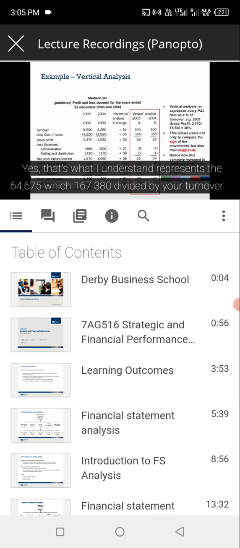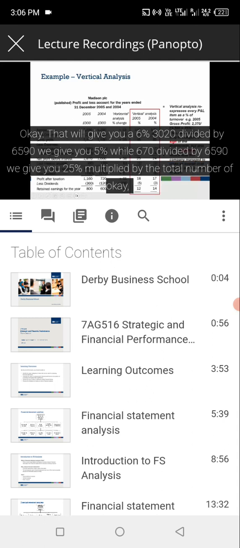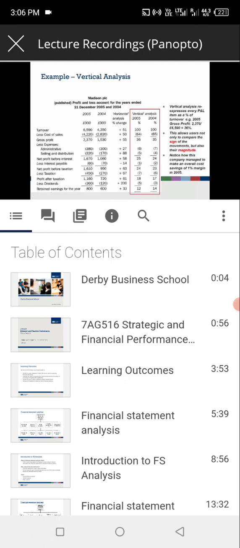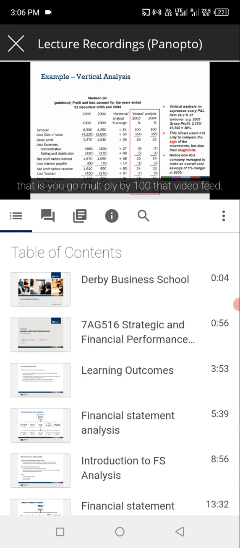I'm just confused. I understand 100%, 60%, 64, 36, 46, 5, and 5. Which one? 6. 380 divided by your turnover will give you 6%. 320 divided by 6590 will give you 5%. 1670 divided by 6590 will give you 25%. Everything will be divided by turnover. That is the key figure. Multiply by 100.